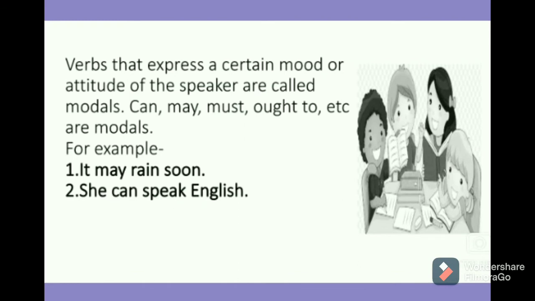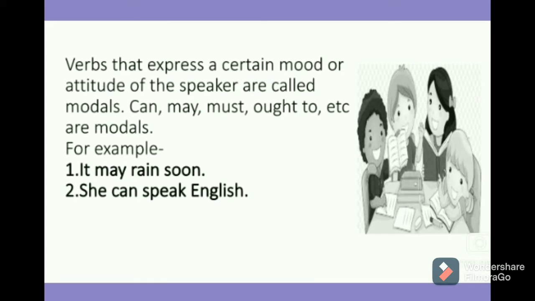Let's see the first slide. You can see the definition is given here. Let's see what modals are. Verbs that express a certain mood or attitude of the speaker are called modals. It means a modal or a modal auxiliary verb is a word such as can or would, etc., which is used with a main verb to express ideas such as possibility, intention, or necessity.